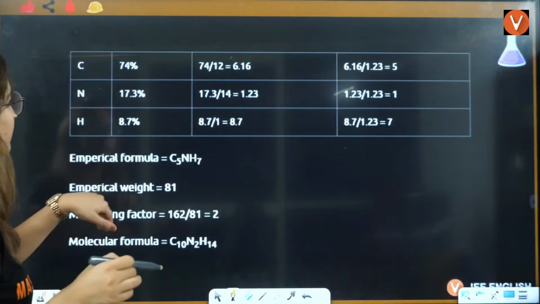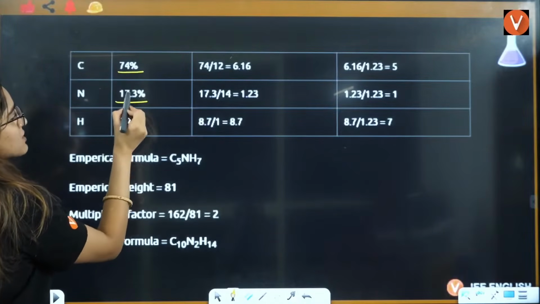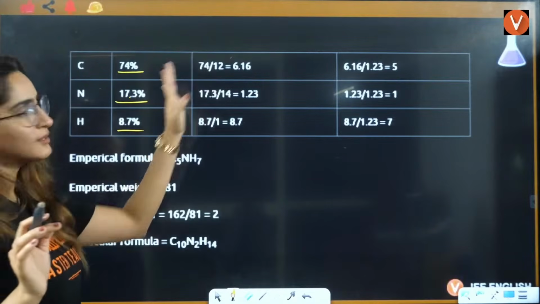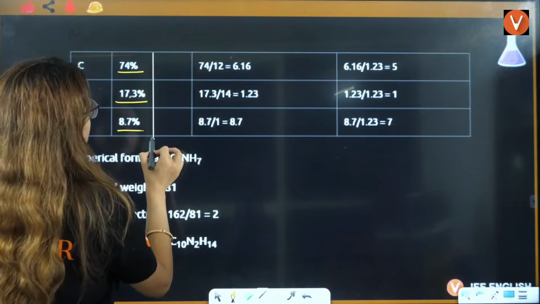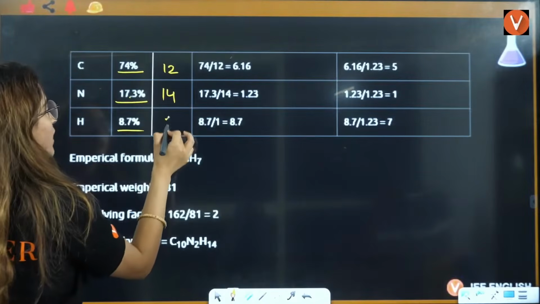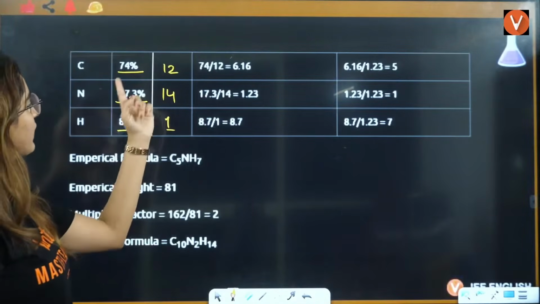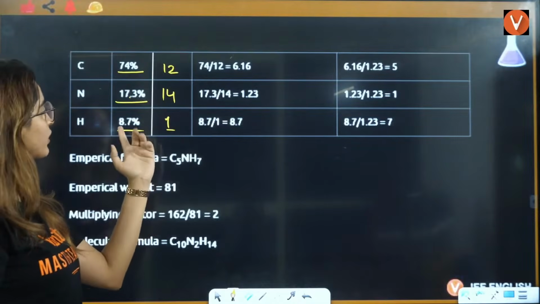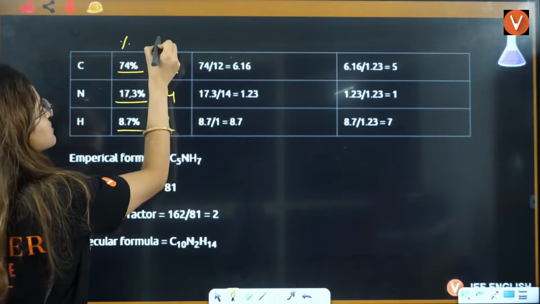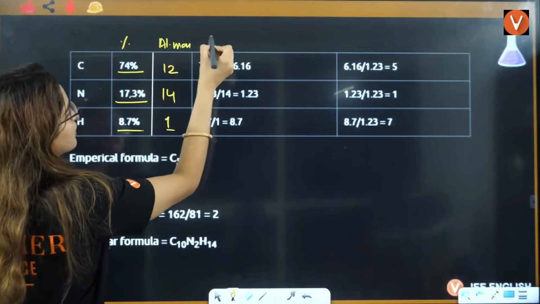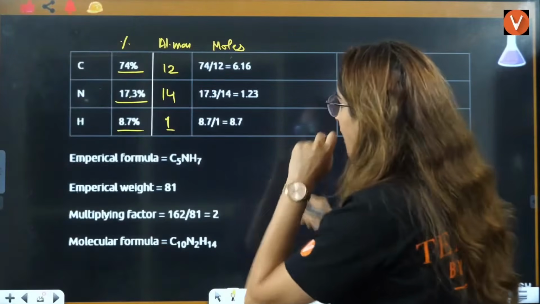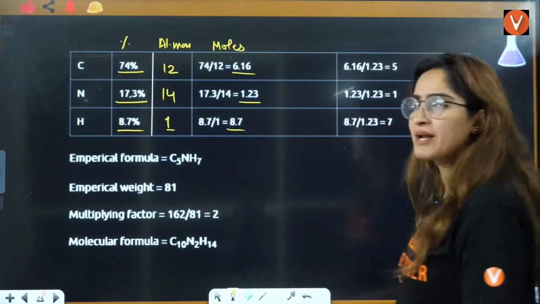So you have to make a table. Carbon is 74, nitrogen is 17.3, and hydrogen is 8.7. The molar mass of carbon is 12, here it is 14, here it is 1. So when you divide 74 by 12, this will be 17.3 by 14, this will be 8.7 by 1. This is the percentage, this is the atomic mass, this is the mole. Okay. So when you calculate this, you will have 6.16, 1.23 and 8.7 here.